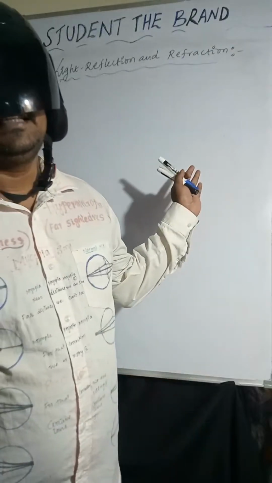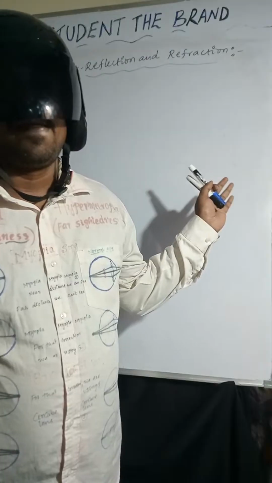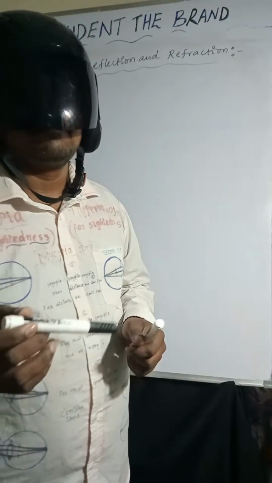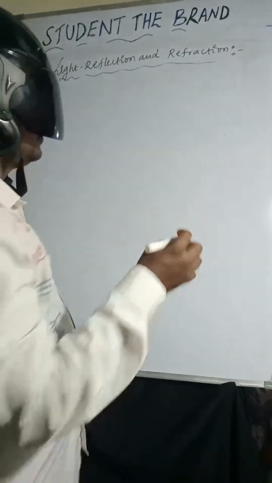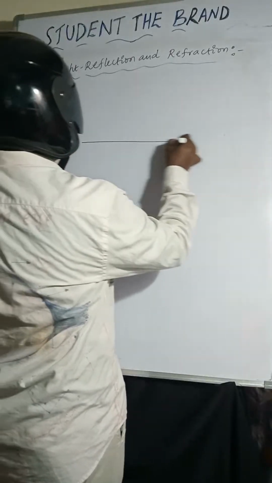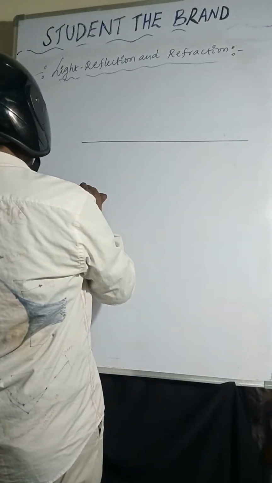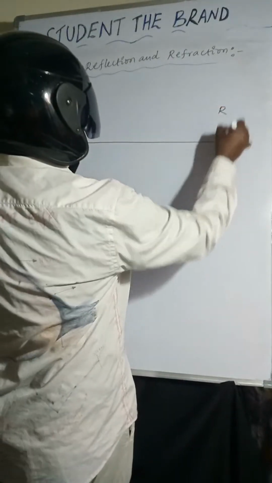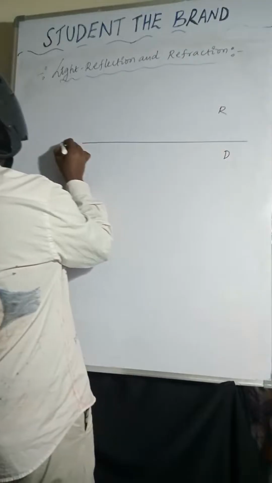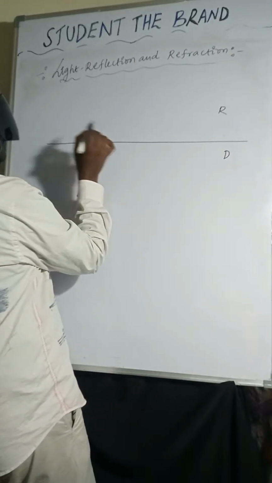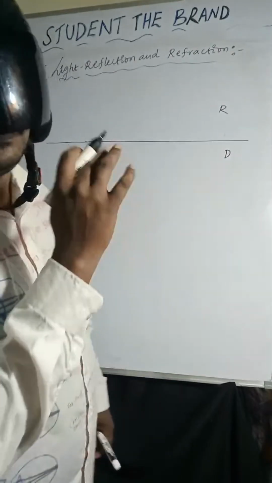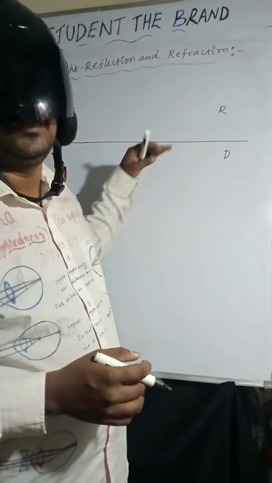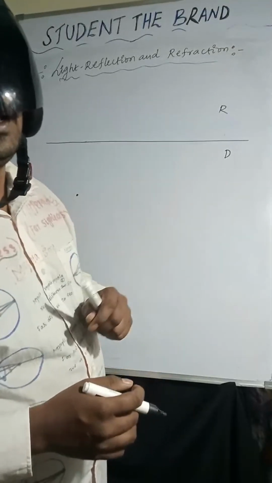Now you can see here, this is one point. This is the rarer medium and denser medium. The light ray is moving from denser to rarer.